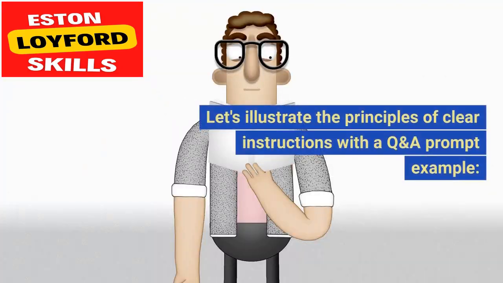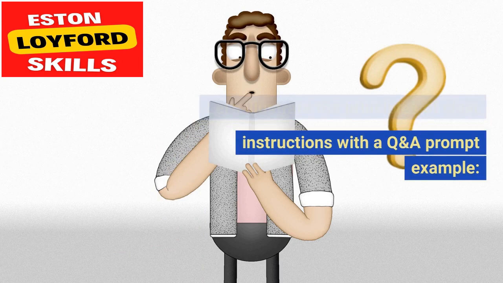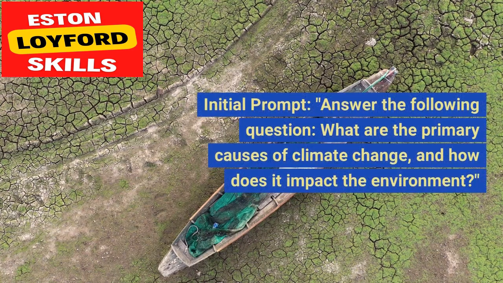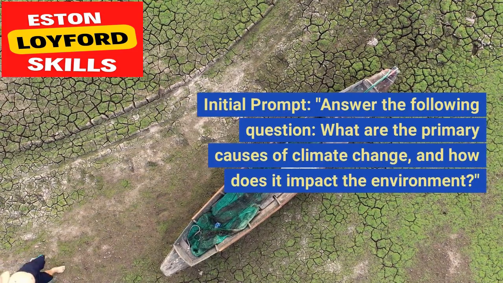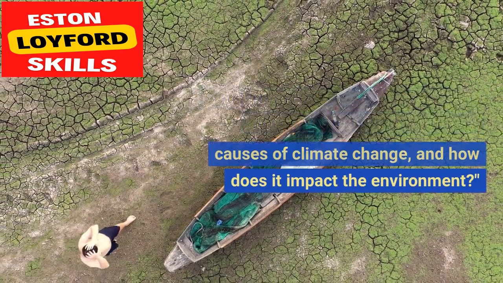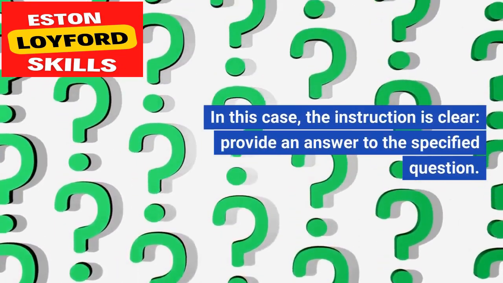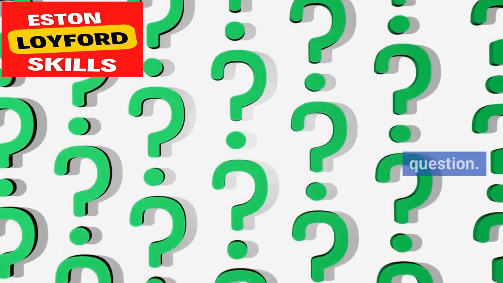Let's illustrate the principles of clear instructions with a Q&A prompt example. Initial prompt. Answer the following question. What are the primary causes of climate change, and how does it impact the environment? In this case, the instruction is clear. Provide an answer to the specified question.